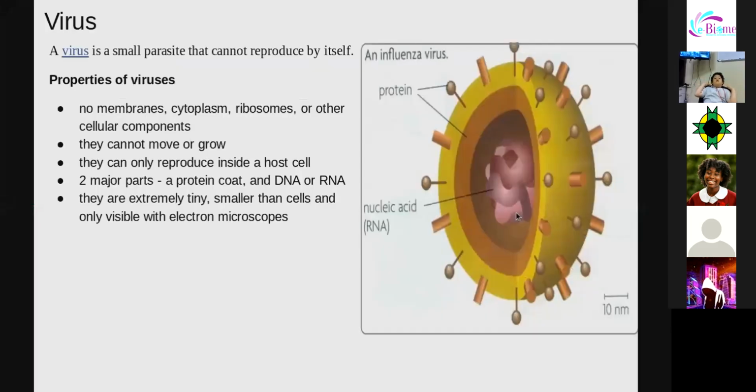So let's look at the properties of viruses. Viruses have no membrane, cytoplasm, ribosomes, or other cell components, so they cannot move or grow. They can only reproduce inside a host cell. Let's talk about the COVID-19 virus, for example. What the virus does is it travels inside of the body, then it sticks onto the host cells and uses the host cell to make copies of itself.